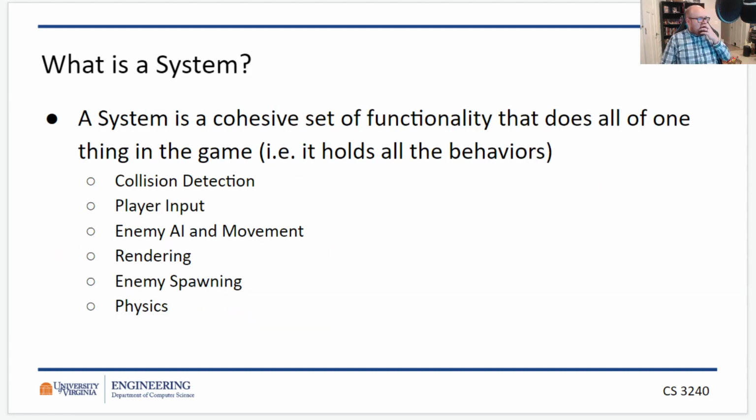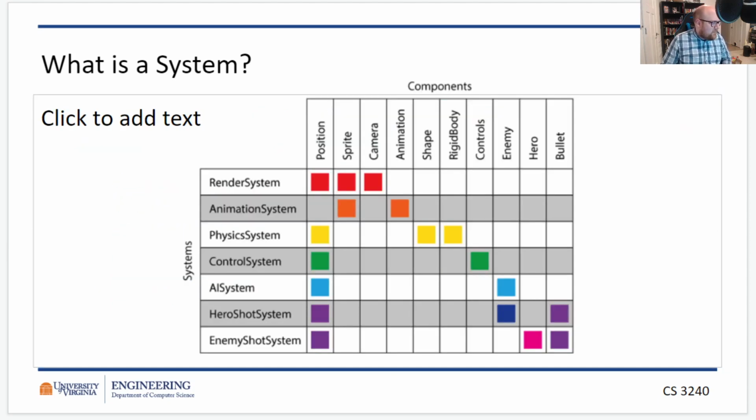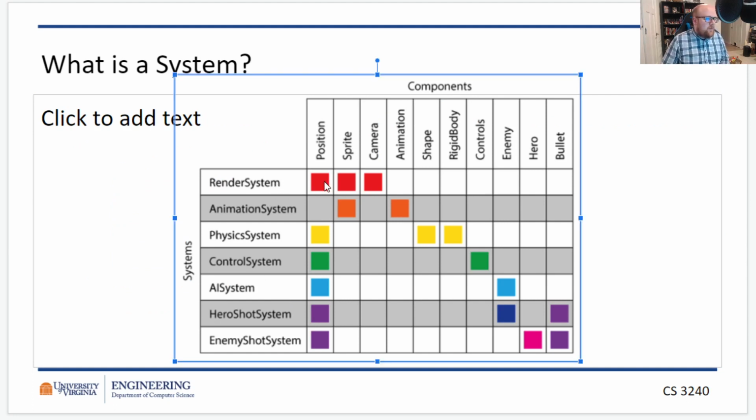So then how do things get updated? Well, you update them by using a system. A system is a cohesive set of functionality that does all of one thing in the game. That's collision detection, player input, enemy AI, rendering, enemy spawn, physics. And the idea is the render system relates to the position, sprite, and camera components. The render system doesn't relate to the animation. That's in the animation system, which also handles sprites. The physics system, shape, rigid body. Control system, position and controls. AI system, position and enemy.